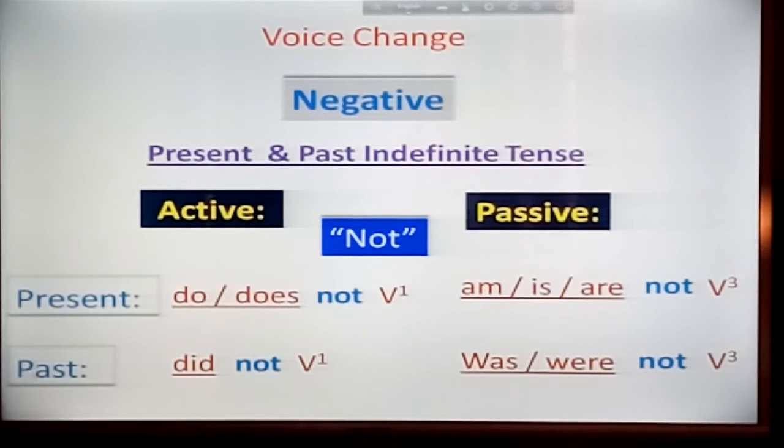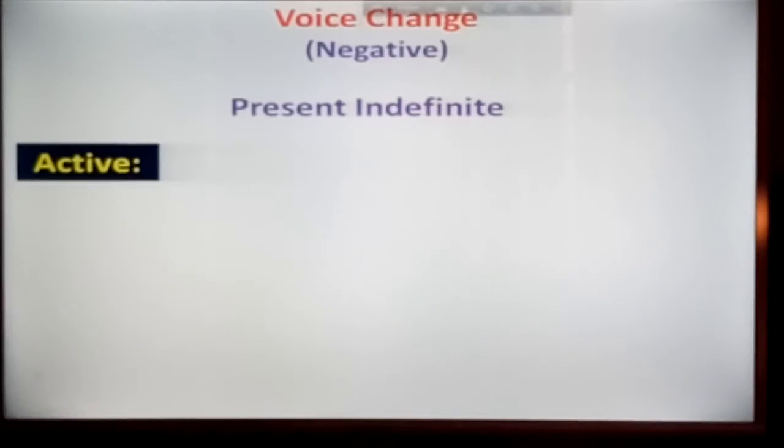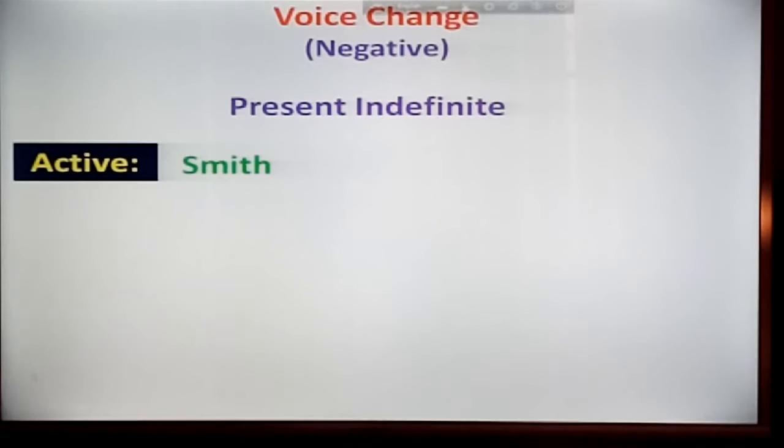Now dear students, let's use these verb structures in examples. In the present indefinite tense, an active sentence has a subject which is the agent, and after the subject we need an auxiliary for the negative word not to be used in the sentence. And for a third person singular subject like this in the present indefinite tense, the auxiliary must be this one, and then comes the negative word not. You can contract this negative word not with its auxiliary and it becomes doesn't.